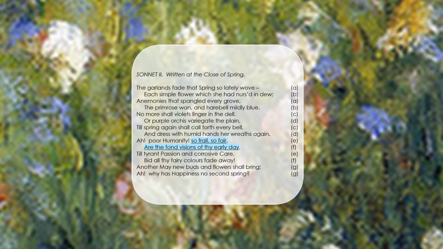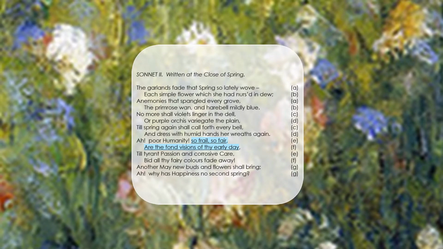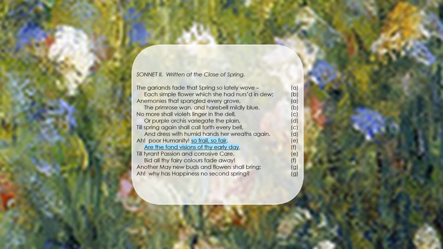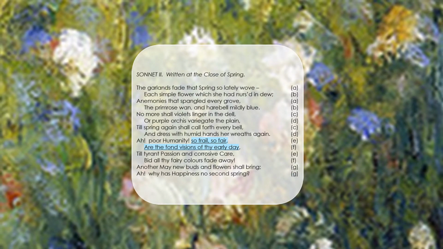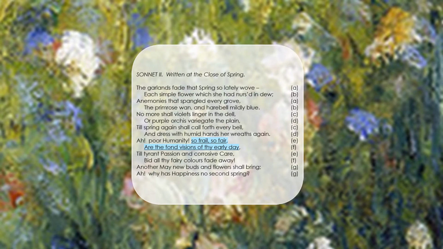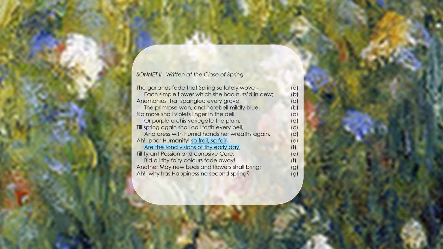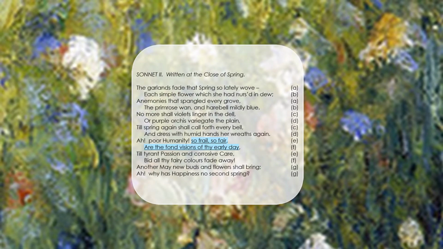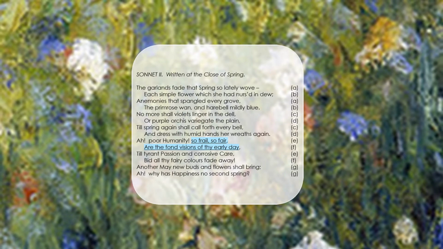And this unsettles the rhythm of the poem, which up until this point, you can come to a pause at the end of each line and the next line will still make sense. So, "The garlands fade that spring so lately wore," pause. "Each simple flower that she had nursed in dew," pause. "Anemones that spangled every grove," pause. "The primrose wan and harebell mildly blue," pause.